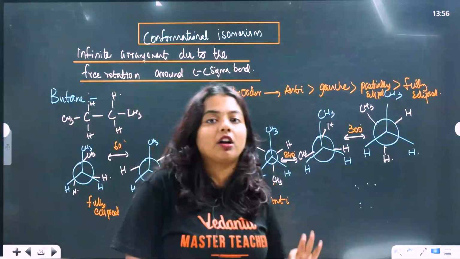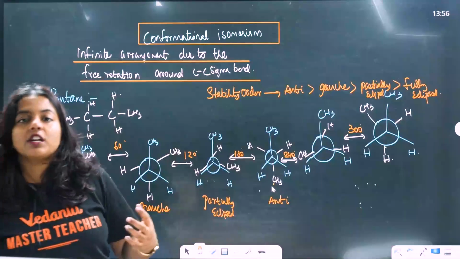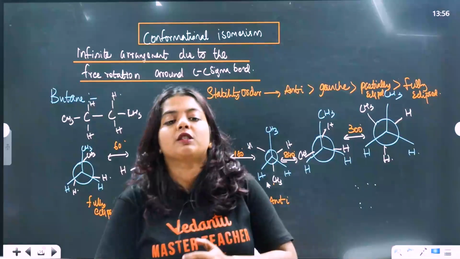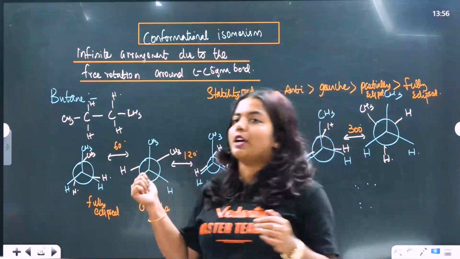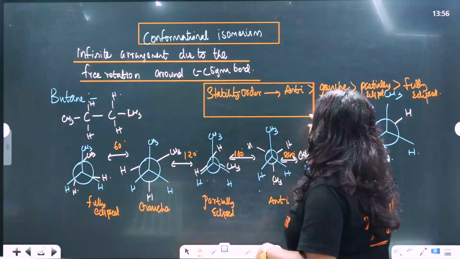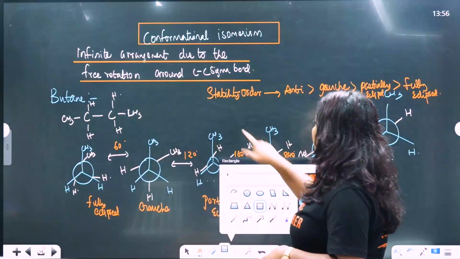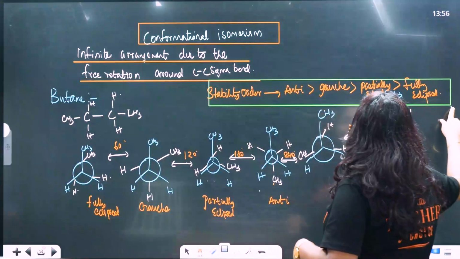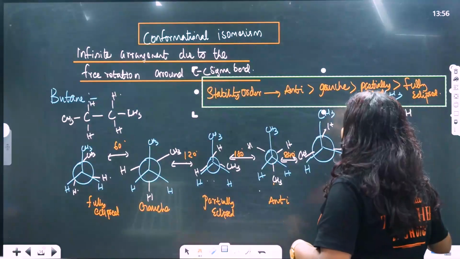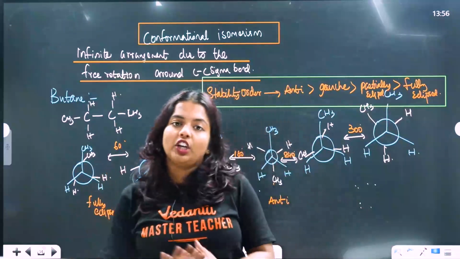So this is something called conformational isomerism. There are a lot of examples in the textbooks too. Please do read your NCERT textbook also. For butane they will be asking about the stability order every time. The stability order is also given here: anti, Gauche, partially eclipsed and fully eclipsed. This is the stability order.